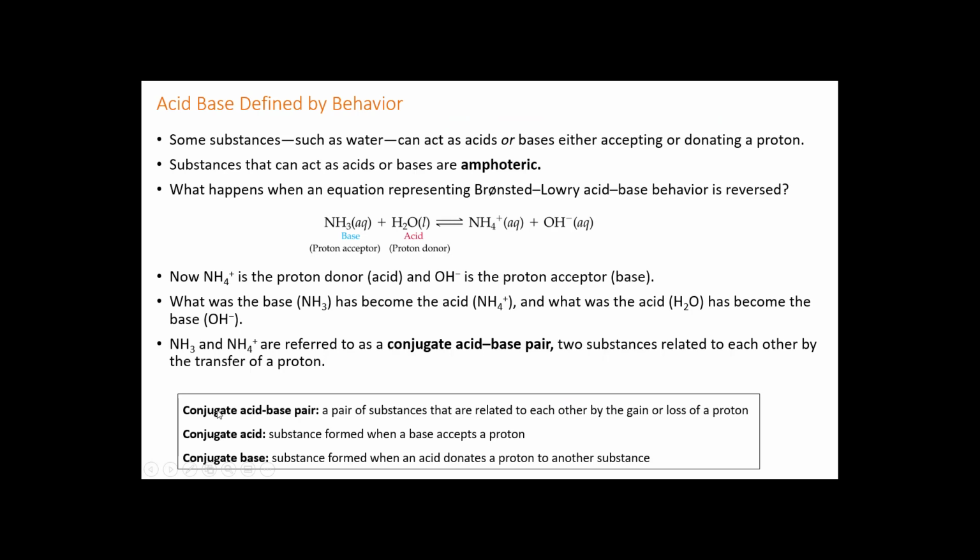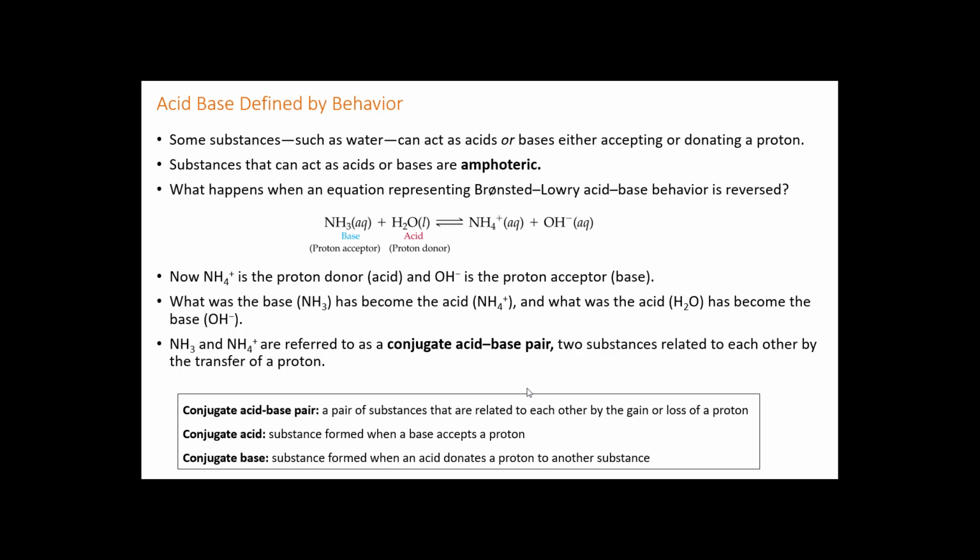Now, what do those words mean? A conjugate acid-base pair is a pair of substances that are related to each other by the loss or gain of a proton. So every reaction here, when we're dealing with an acid and base, has a conjugate pair. There's two of them going on here. I'm going to expand on that to give more examples, because it's sometimes very hard for students to understand what a conjugate acid-base pair is. But the first thing we need to talk about is amphoteric.